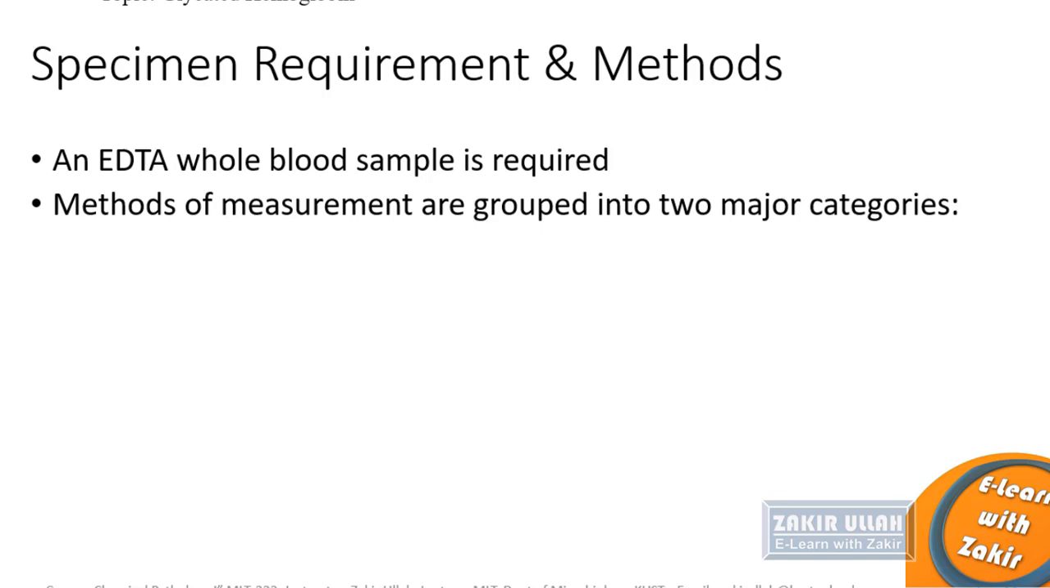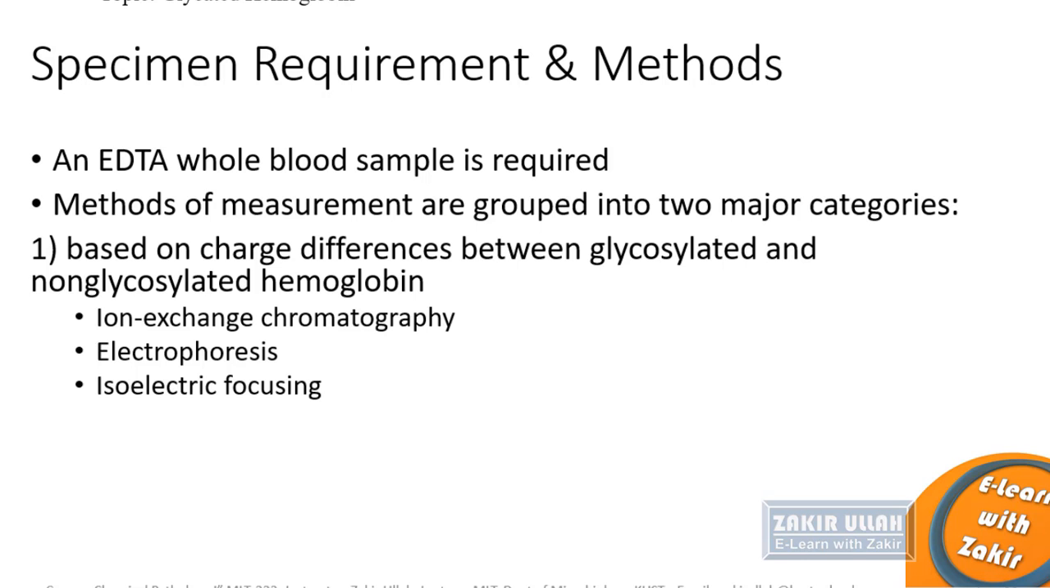Different methods for measuring glycated hemoglobin level are grouped into two major classes. The first one is based on charge differences between glycated and non-glycated hemoglobin. The first of them is the ion exchange method, the second one is electrophoresis, and the third one is isoelectric focusing. These three methods are based on the charge differences between glycated and non-glycated hemoglobin.